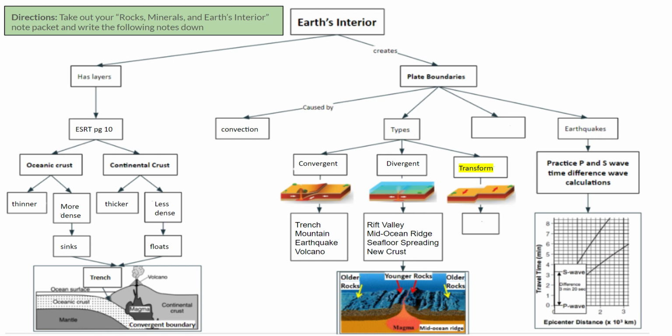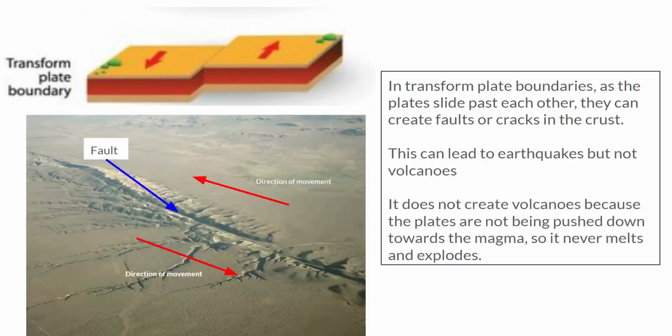So, what does a transform boundary form? In a transform plate boundary, as the plates slide past each other, the plates actually create a crack in the crust. This is what we call a fault. A fault also means crack, but I would like you to use the word fault. We use the word fault for this. And this crack happens in a transform boundary when two plates slide past each other.